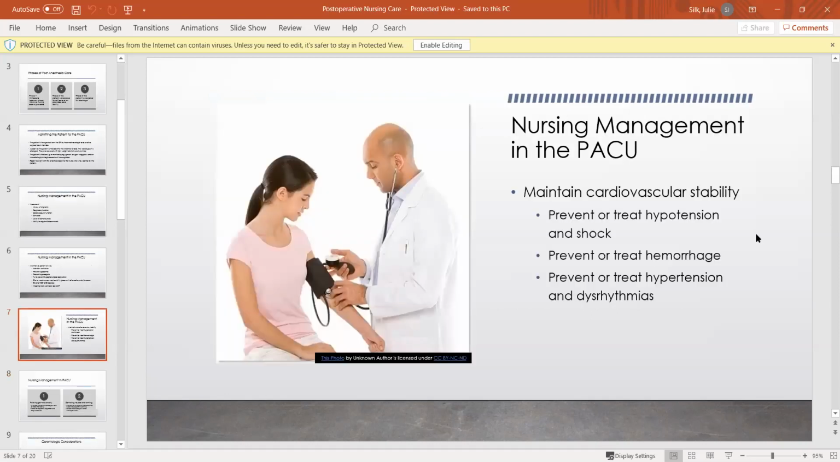Other things that we're going to be concerned about is low blood pressure, so hypotension. This can result from blood loss, hypoventilation, position changes, pooling of blood in the extremities, or side effects of medications or anesthetics. A systolic blood pressure less than 90 is going to be something that you're going to call about.